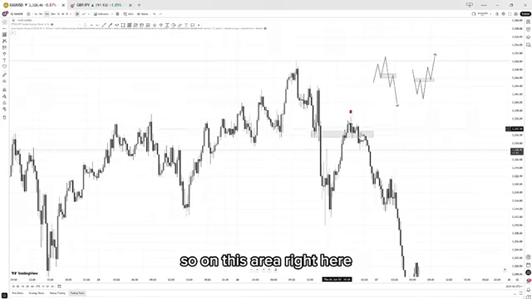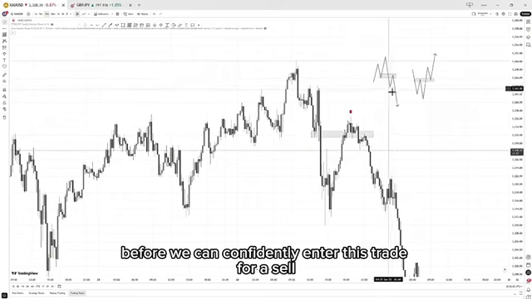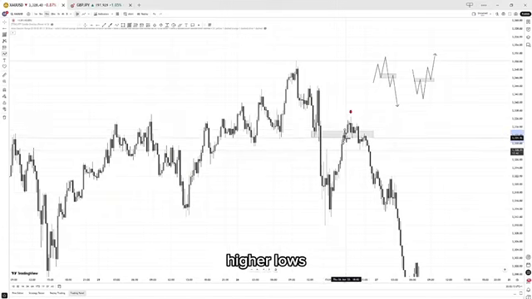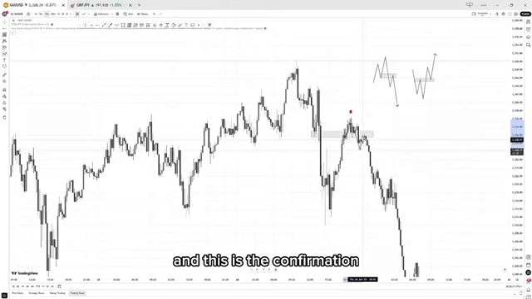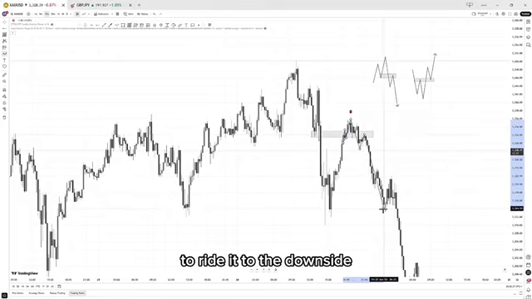So on this area right here, we want to look at a shift of confirmation before we can confidently enter this trade for a sell. We want to look at a higher high, higher low, higher high. This is the shift right here, and this is the confirmation you need to enter this trade for a sell, to ride it to the downside.